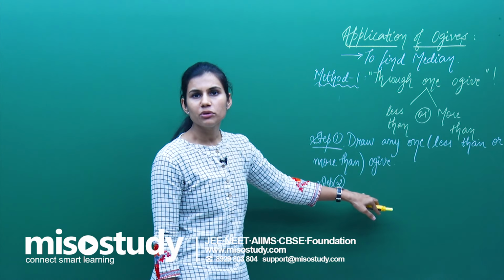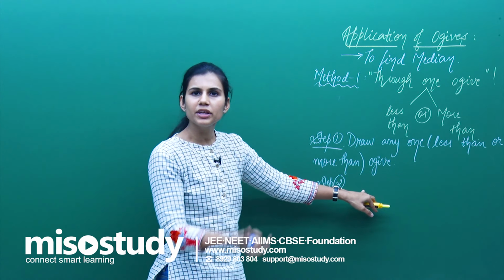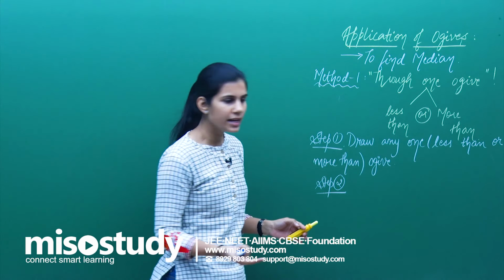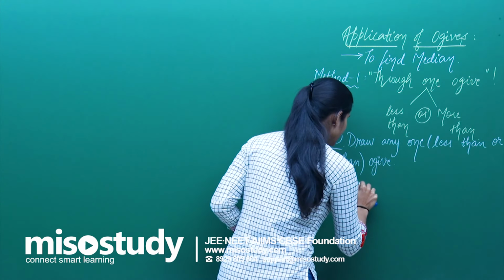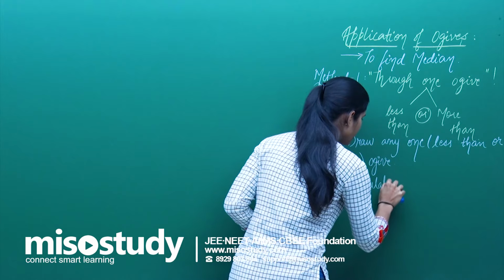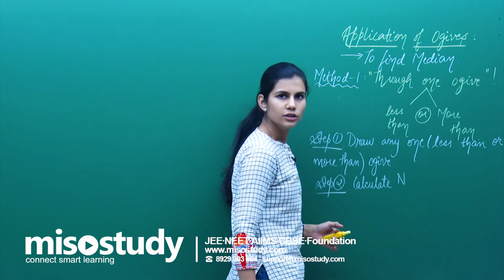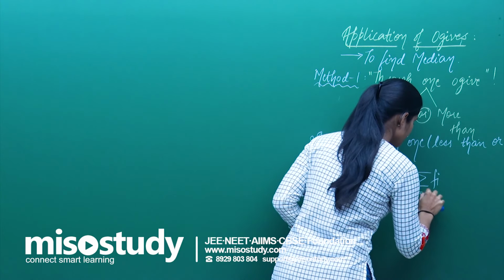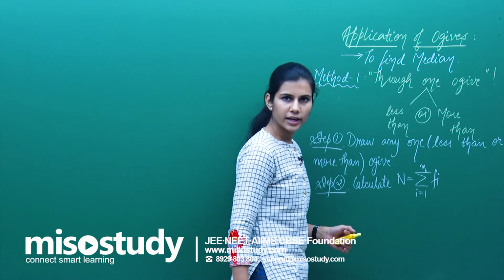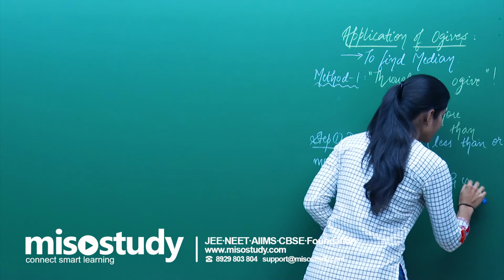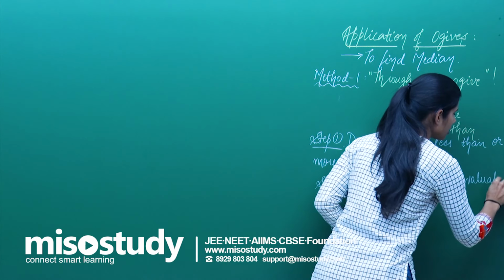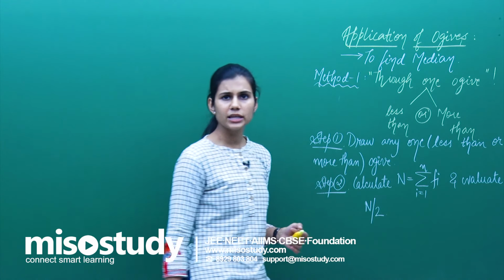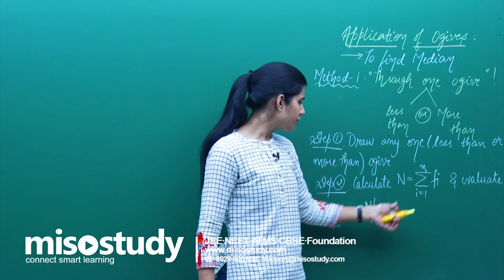After that, when you are given a frequency distribution, you have the frequencies. When you add all the frequencies, what do you obtain? You obtain the value of capital N. So that is what you have to obtain. Calculate capital N, which is the sum of all frequencies, and evaluate capital N by 2. Just like we do in the case of median as well, we find out N and we evaluate N by 2.